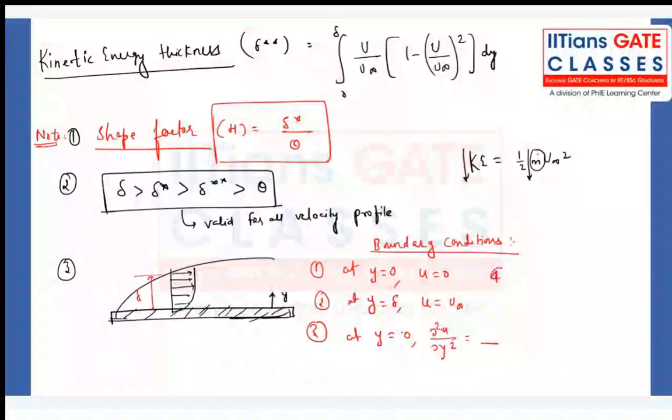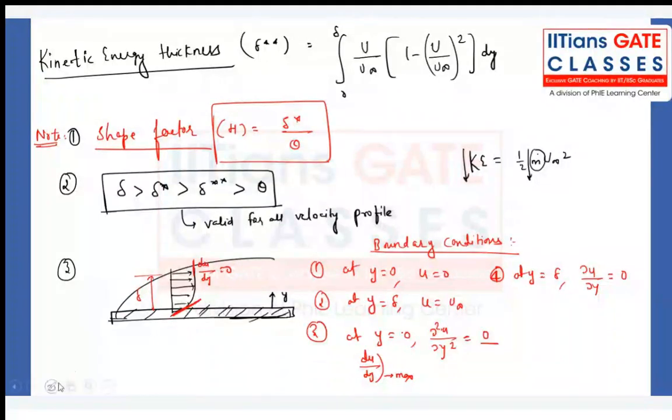And note down the fourth boundary condition: at y equal to delta, dou u by dou y will be 0. Here dou u by dou y is 0. At y equal to 0, dou u by dou y is maximum. If it is maximum, for maxima and minima, dou square u by dou y square has to be 0, according to mathematics. Getting my point, all of you? Understanding or not?